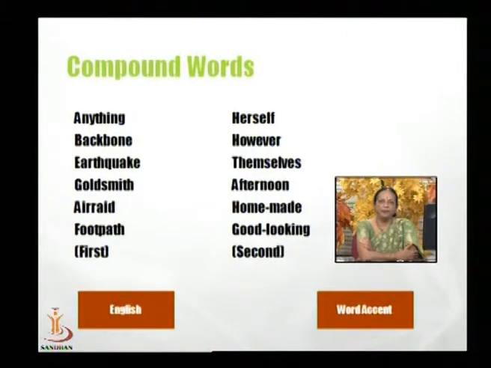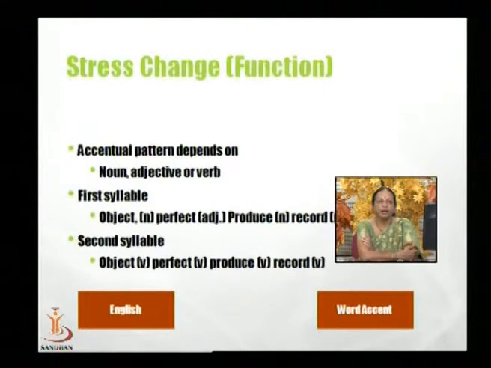Can we say the words again, my dear students? The first column, remember, the stress is on the first syllable. Anything, backbone, earthquake, goldsmith, air raid, footpath. What happens in the second? Herself, however, themselves, afternoon, homemade, good looking. So the stress is on the second.